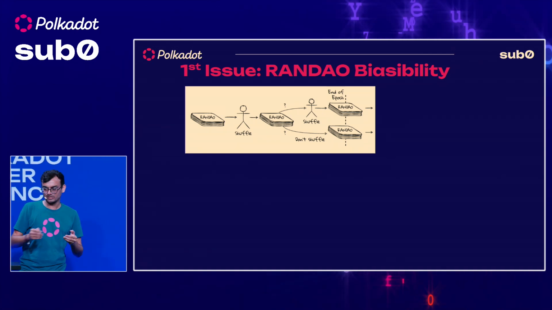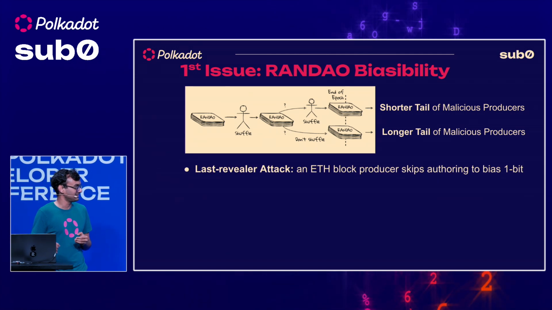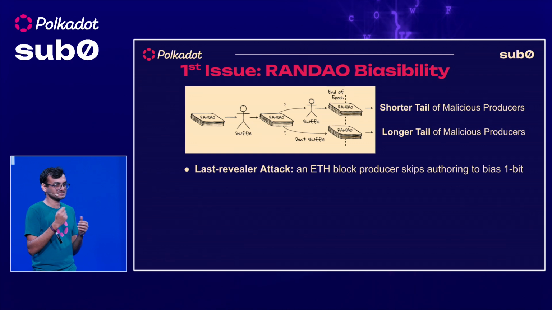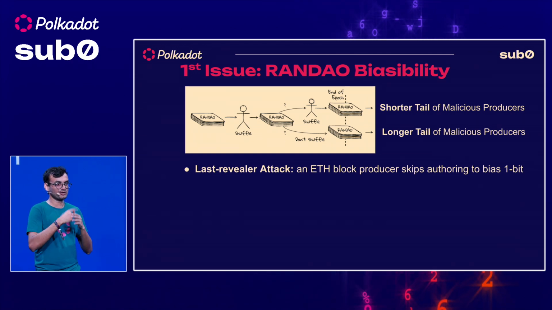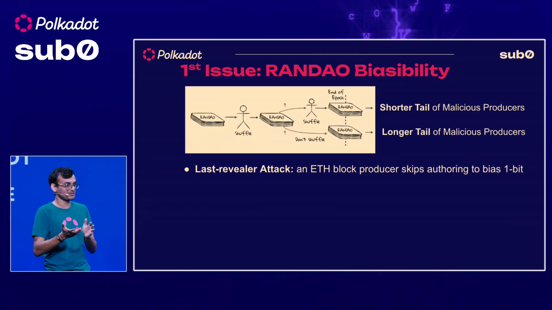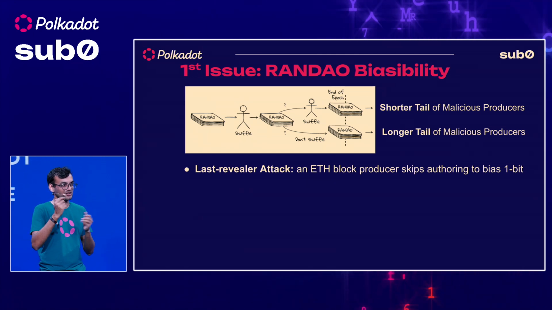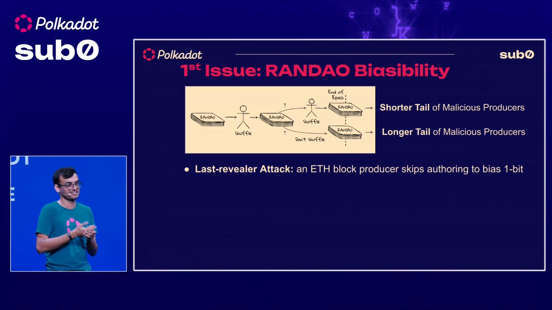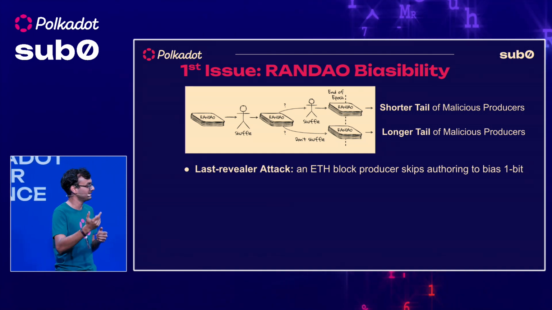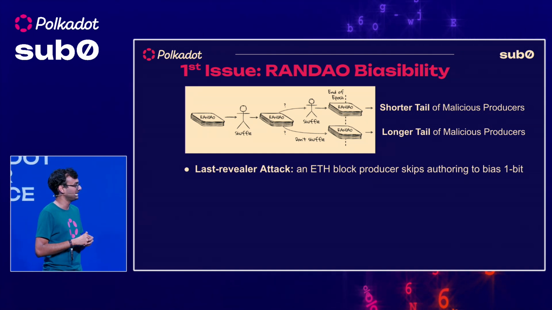What is already known is something called the last revealer attack. An Ethereum block producer can skip authoring a block to bias that one bit of randomness. If he produces the block, he knows the random number is going to be, let's say, even. But if he doesn't produce the block, he knows that it's going to be odd. Then he can make sure that whatever randomness number is being generated is odd or even. So he gets that one bit of bias that he can create in the random number.